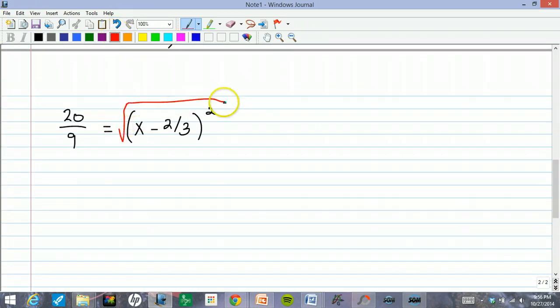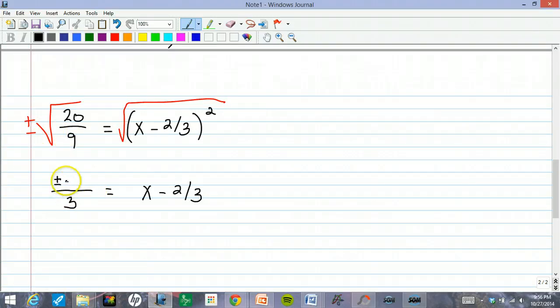Keep working backwards, take the square root. We are in algebra, so both answers. And on the right, x minus 2/3. On the left, we've got a little bit of work here. What's simple is the denominator. What times what makes 9? That's simply just 3. So at the top I have plus and minus the square root of 20, which I'll simplify later because that's going to be a little more work.